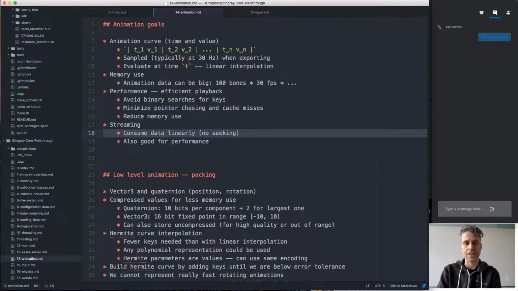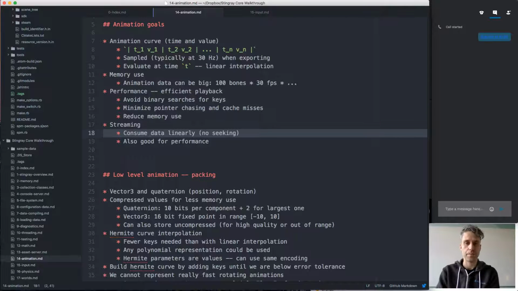This means that you can't jump around in the animation, because then you will have to seek back and forth on disk to bring in the data. Instead, you want to consume the data linearly as you're playing the animation. It's the same thing as playing back a video file. You want to be able to load each segment of the video file linearly, so you can start playing as soon as you get the first part and not have to wait for the end of it to appear.